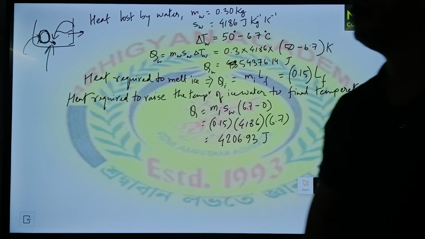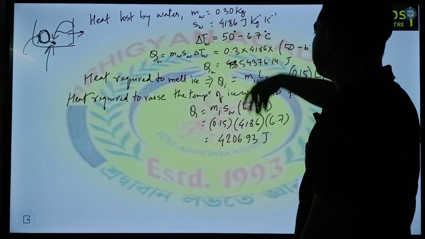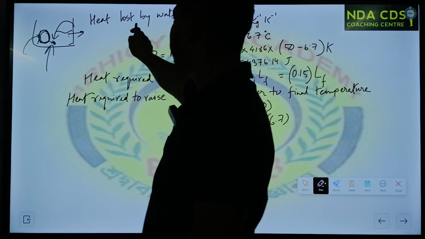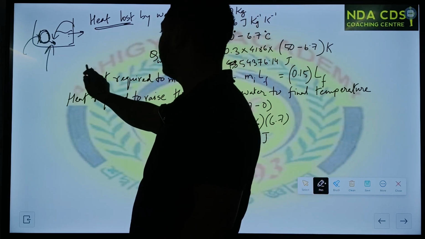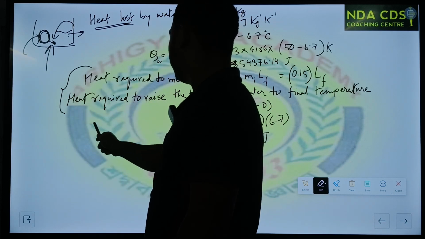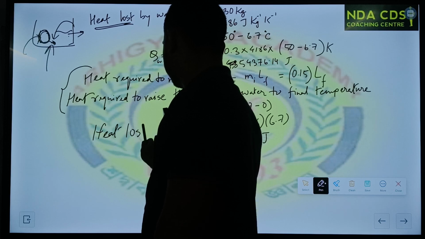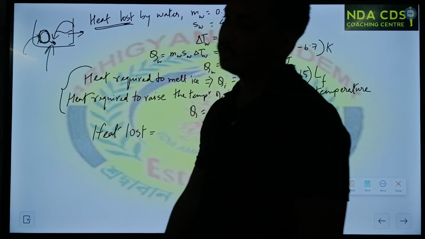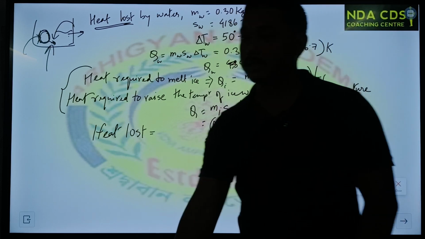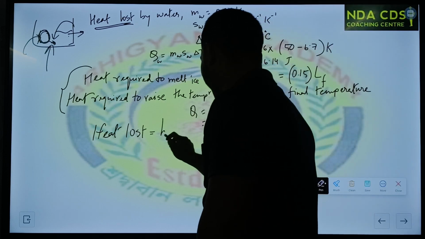Now what you will do? Whatever we have calculated, something will be used. Heat lost and these are heat gain or heat transferred. So now just simply, heat lost equals heat gained, and what is lost has to be gained.